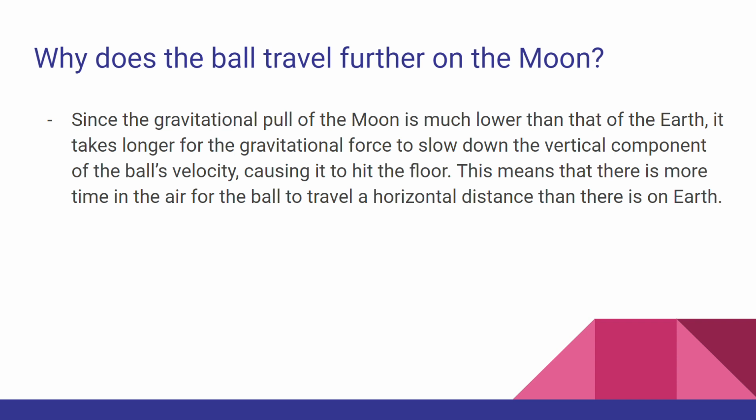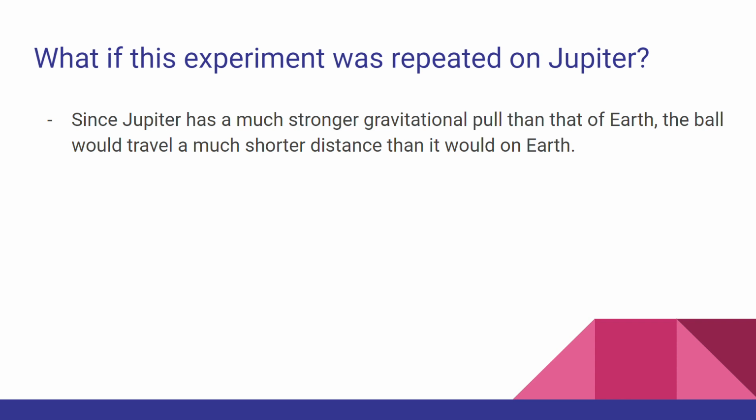And then what if this experiment was repeated on Jupiter? Since Jupiter has a much stronger gravitational pull than that of Earth, the ball would travel a much shorter distance than it would on Earth, due to it having much less hang time in the air.